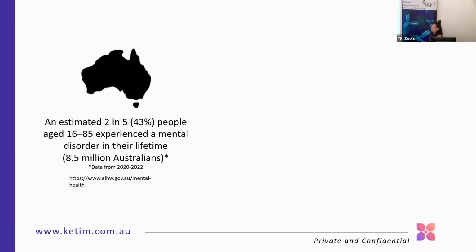If we talk about mental health, we know that an estimated 2 in 5, so 43% of people aged 16 to 85 experience a mental health disorder in their lifetime. This is data that's been recorded from the AIHW, the Australian Institute of Health and Welfare, and you can see over here that it equates to about 8.5 million Australians. When talking about a mental disorder, we're talking about all mental disorders, so anything that has been reported to their GPs or self-reported. And the majority of the mental disorders are really depression and anxiety. So we have a huge prevalence and really we're in a mental health epidemic at the moment, where we're getting a lot more diagnosis and people who are self-reporting their mental illness.